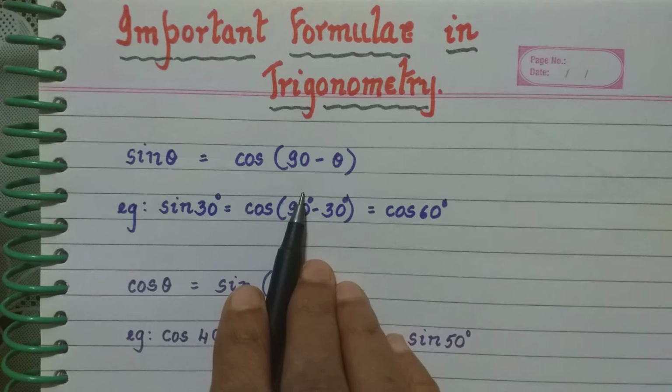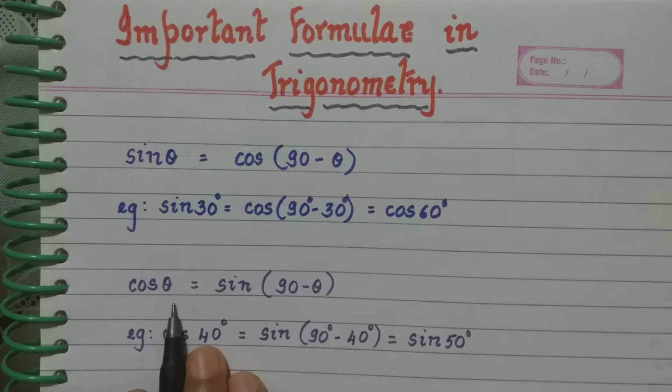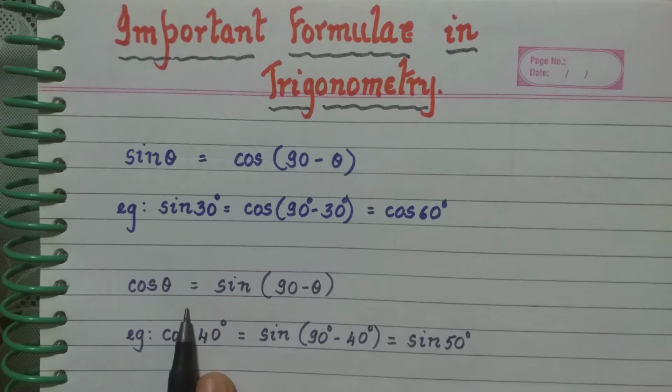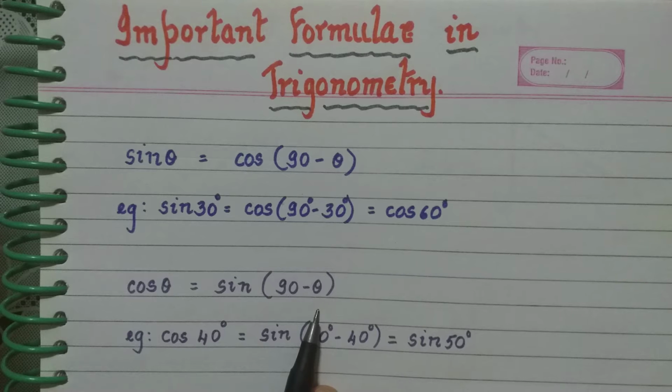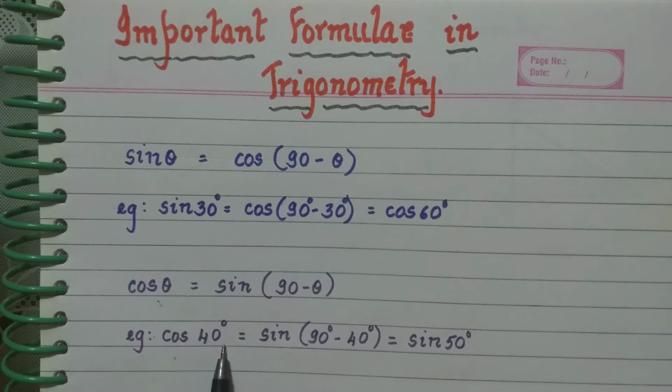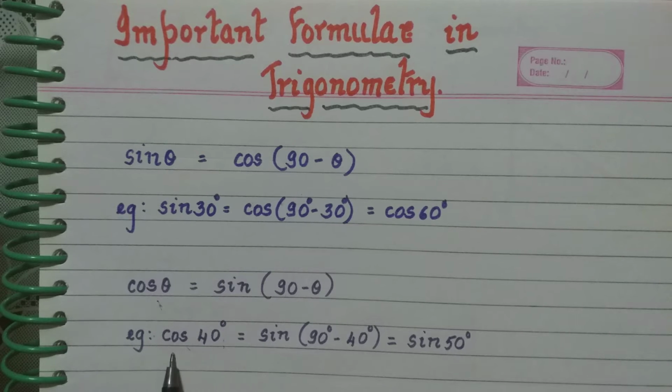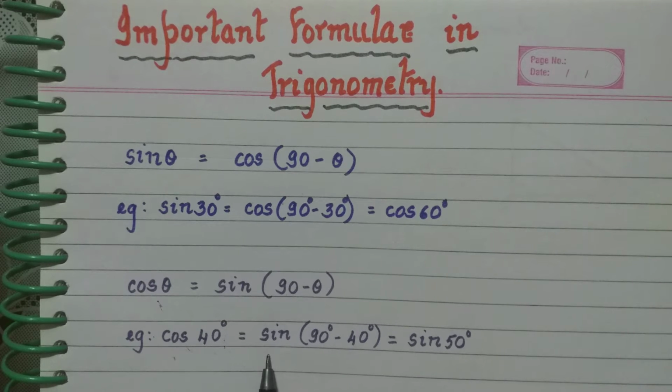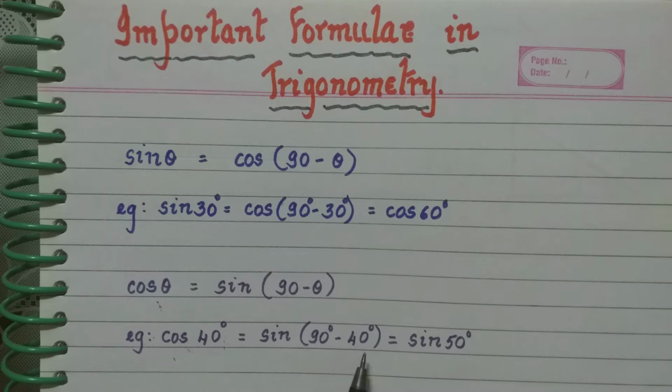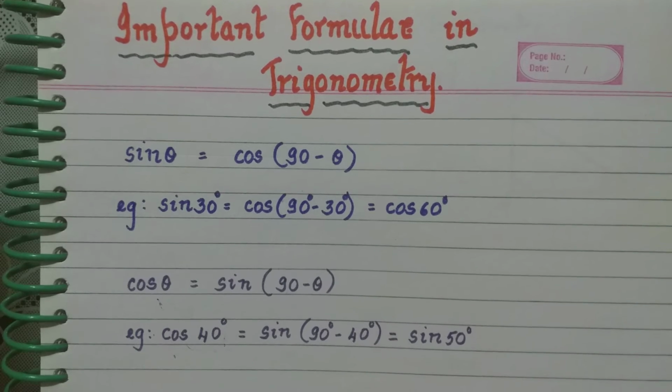cos (90 minus theta). The reverse is also possible, that is written here: cos theta is sine (90 minus theta). Suppose you have cos 40 degrees, where the angle theta here is 40 degrees. If I want to convert this cos 40 degrees into sine, it will be sine (90 minus theta), that is 90 minus 40 degrees, which is 50. So the answer will be sine 50 degrees.